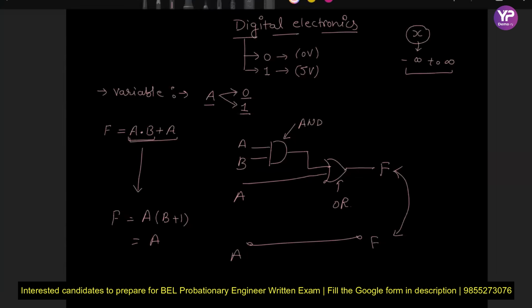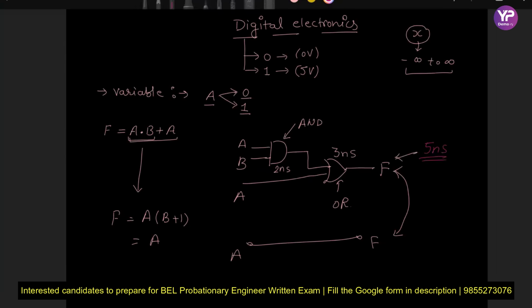What is the benefit of minimization? The first benefit is that it requires fewer gates. Let us take this circuit: we require two gates. Let's say the first gate takes 2 nanoseconds to generate its output, and the second gate generates the output after 3 nanoseconds. After applying all the inputs, the output will be generated after 5 nanoseconds. So there will be a delay.